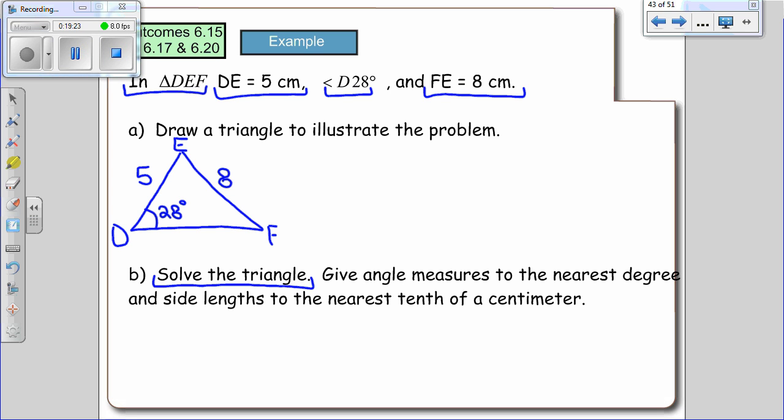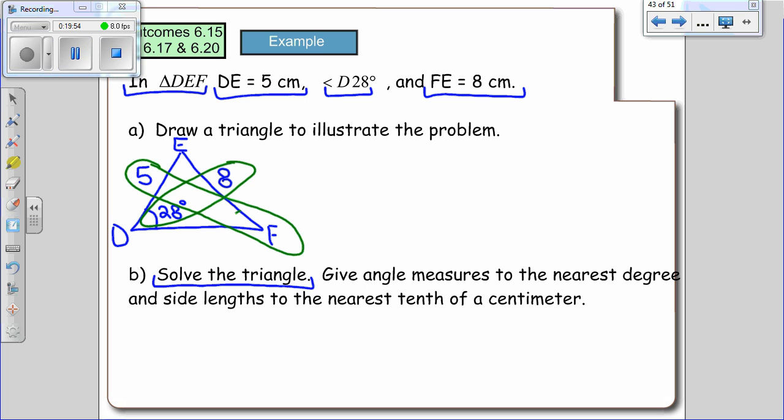To start off, we're going to recognize we have a matching pair. And anytime we have a matching pair, that means we're definitely going to use sine law. The next thing we notice is we have half of a missing pair. That half a missing pair is what we're going to have to work with, and we're going to have to find the other missing half to that pair. In this case, the first thing we're going to have to find is this angle in here. So we set ourselves up.